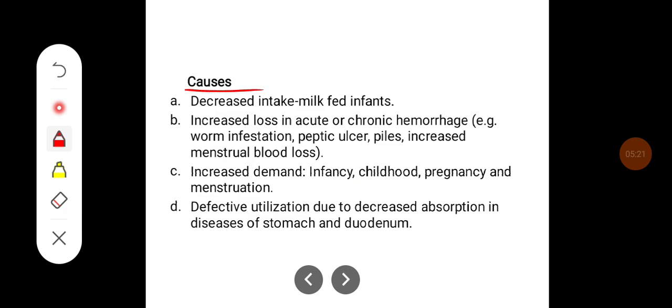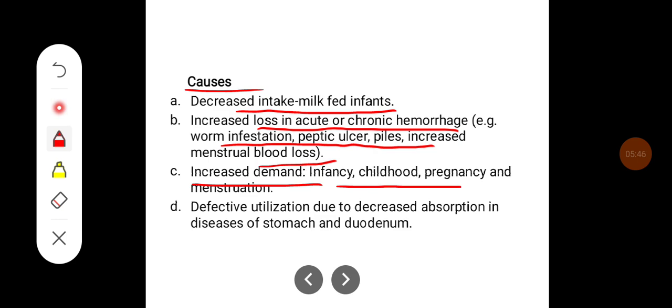So the causes for iron deficiency are decreased intake in milk-fed infants, and increased loss from acute or chronic hemorrhage. For example, it can occur in worm infestation, peptic ulcer disease, piles, and increased menstrual blood loss. It can also occur because of increased demand, which occurs in infancy, childhood, pregnancy, and menstruation. It occurs because of defective utilization due to decreased absorption in diseases of the stomach and duodenum.